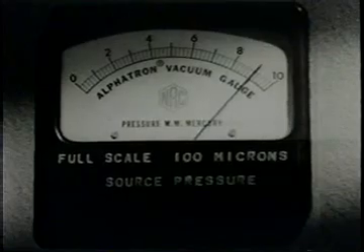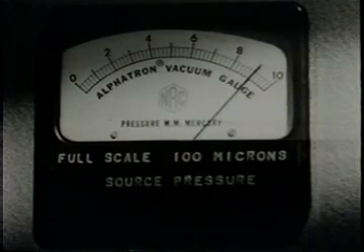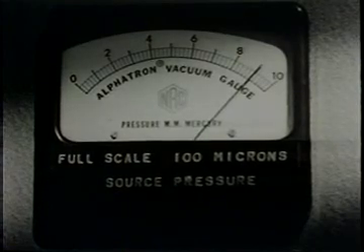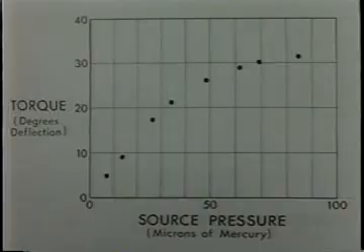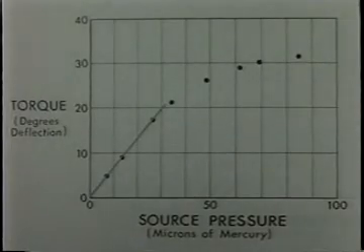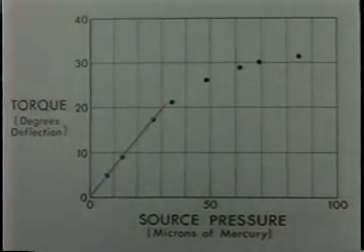The pressure is about double, and the total deflection is about double. A plot of torque versus pressure forms a straight line for very low source pressures. Now, we're going to hold the source pressure constant and change the temperature of the target. We'll heat the target with this lamp.